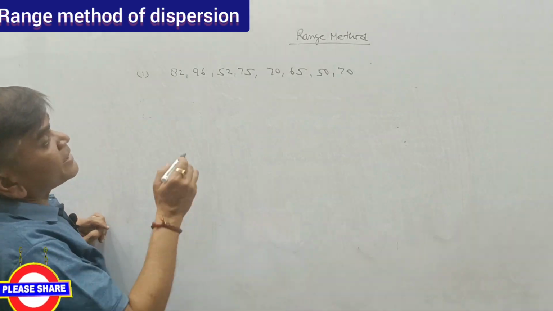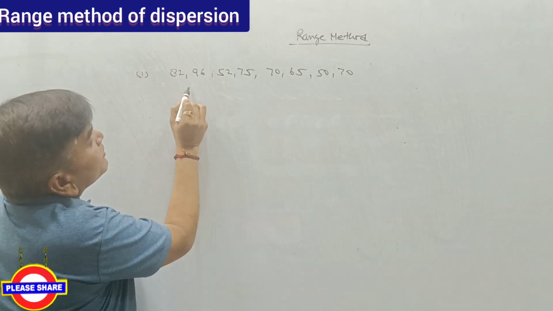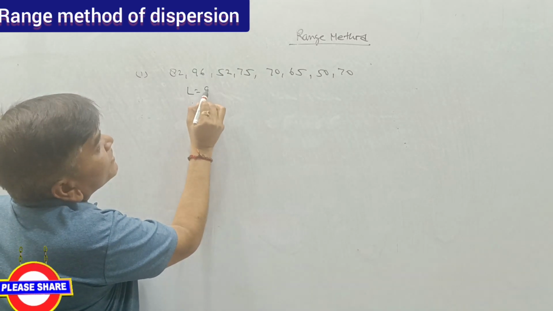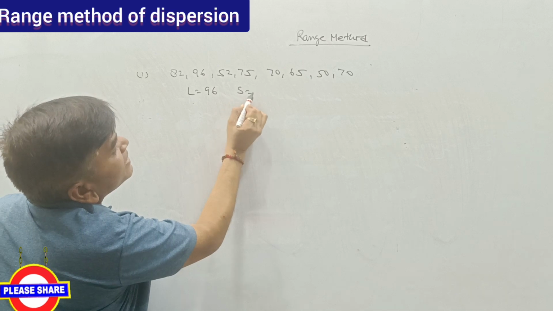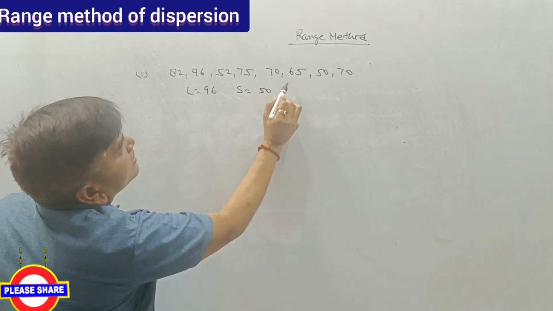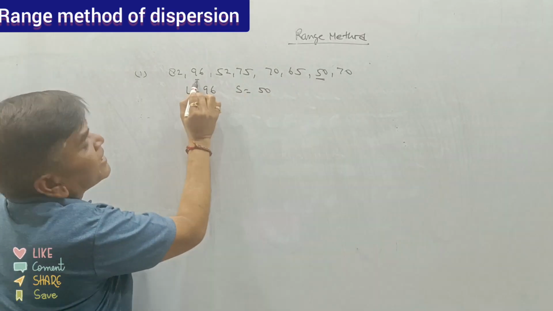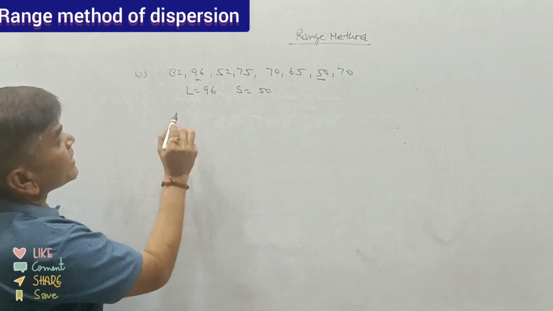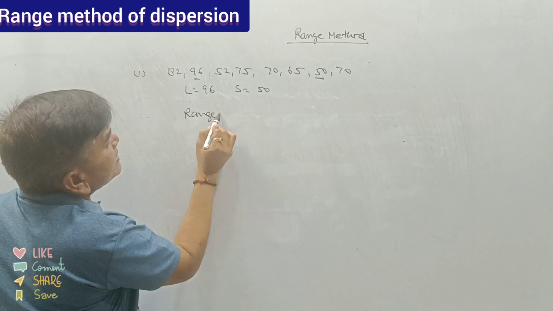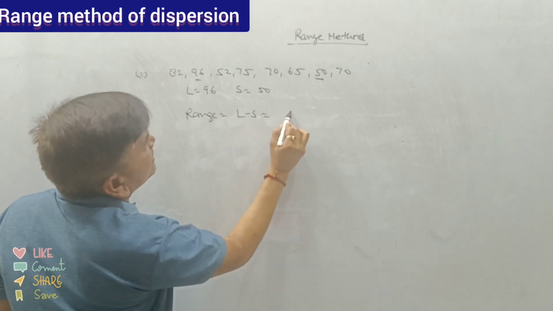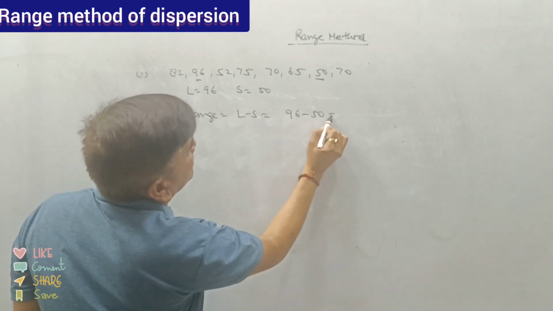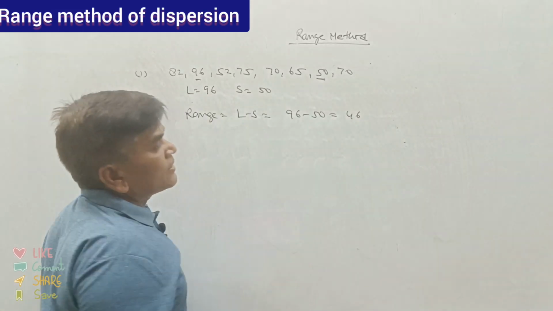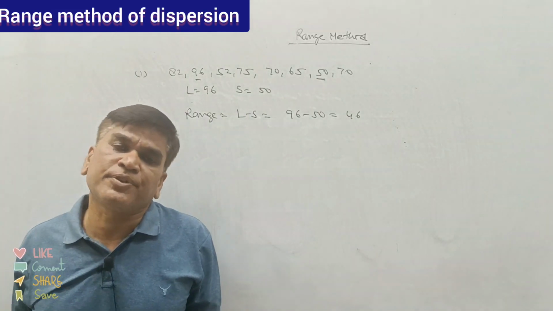For calculating this, first we identify the largest item, that is 96, and the smallest item, that is 50. This is the smallest and this is the highest. So the range is equal to largest minus smallest, that is 96 minus 50, that is 46. So the value of the range is 46 rupees.